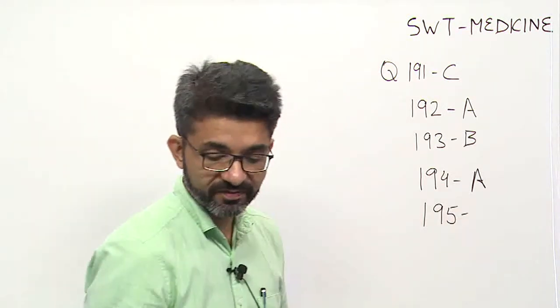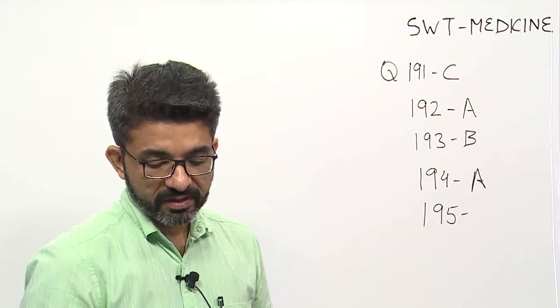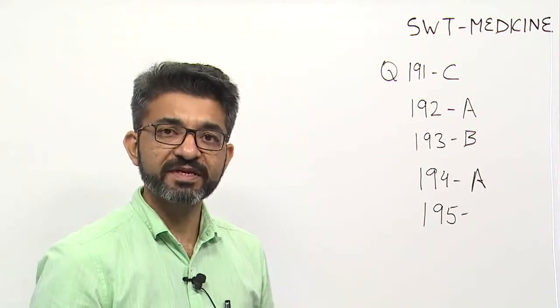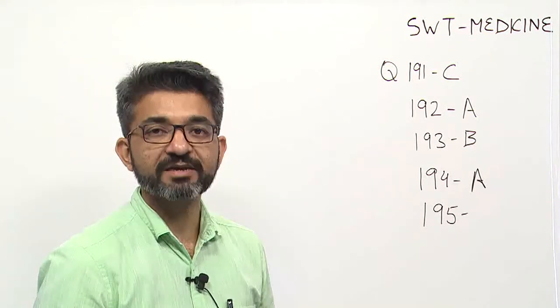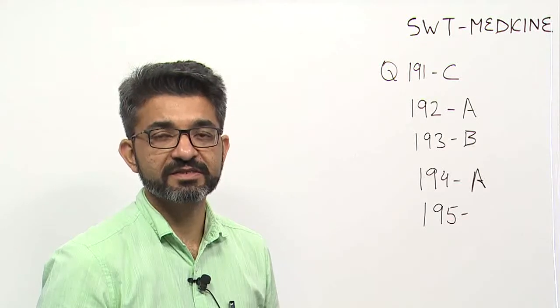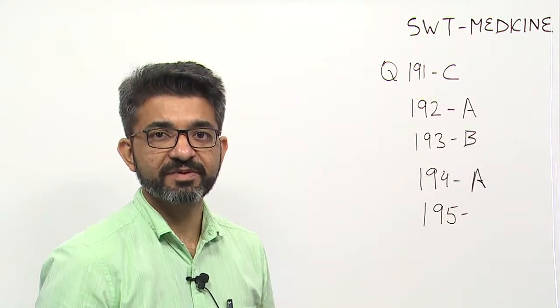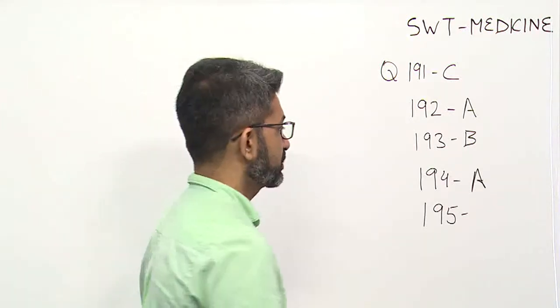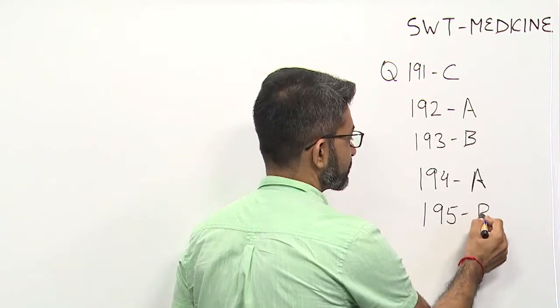Question number 195. Ascending weakness in lower limbs and upper limb. So, hyperkalemic as well as hypokalemic periodic paralysis can cause ascending paralysis in patients. So, we need to test this by doing a potassium. So, answer is B.